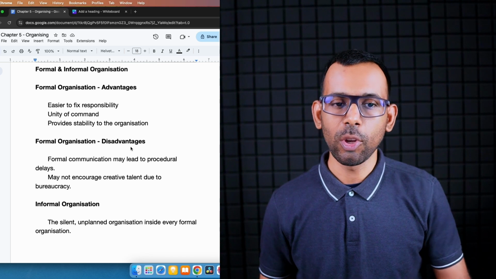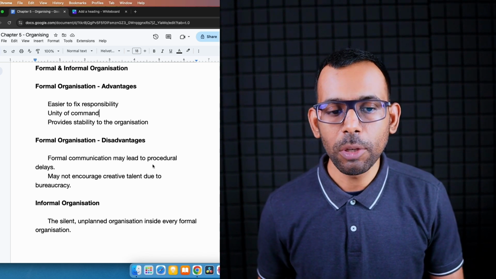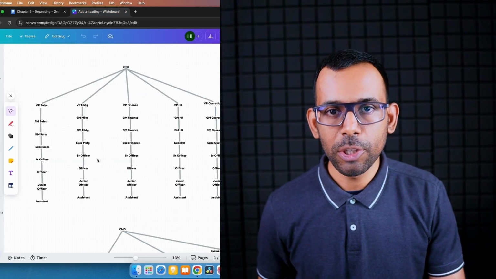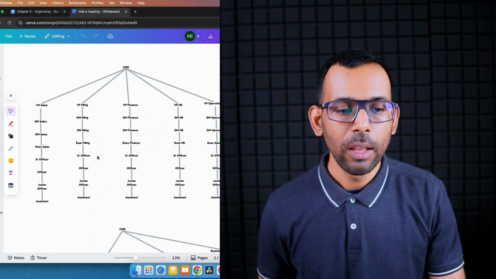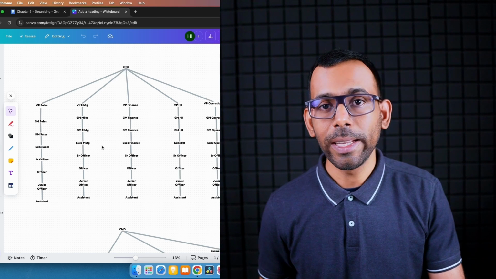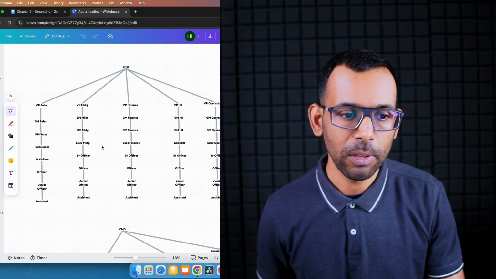Okay, now let us talk about the disadvantages of formal organization. Formal organization may lead to procedural delays. We should see that some organizations until 30-40 years ago did not have a parallel flow of communication. I have already explained this while teaching the scalar chain form of command, while explaining Fayol's management theory.